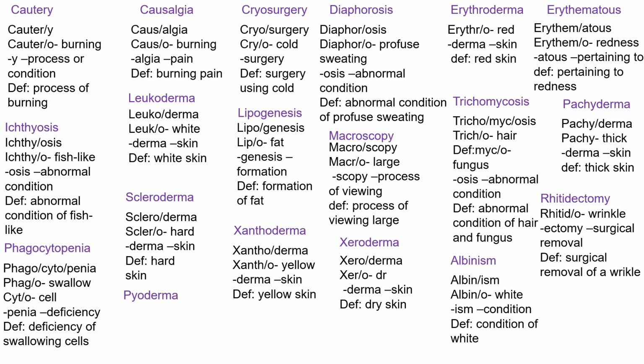Pyoderma. Now, this can happen when you have an infection. Pyo means pus, derma means skin. So when we see pus in the skin, now it might be on the skin once it erupts, but it's going to be in the skin where the infection is occurring.